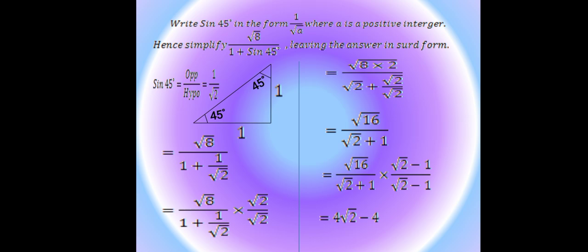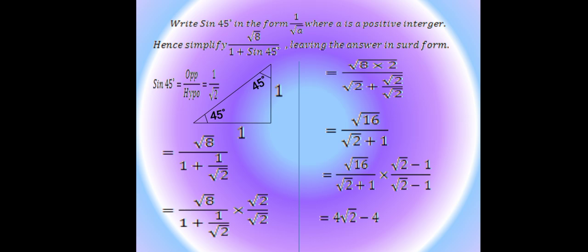Now, here we also need a right angle triangle, and since one side is 45, the remaining side is also 45, meaning that this triangle is an isosceles triangle.